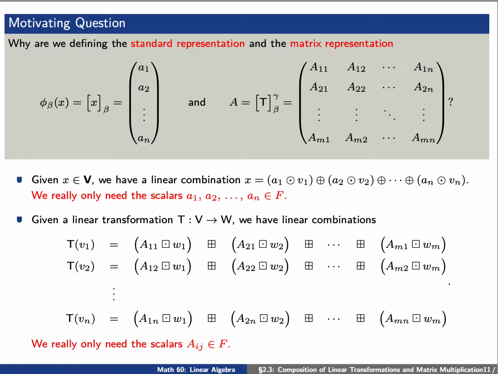Given a linear transformation T, recall that we have linear combinations by looking at each vector v sub j in the basis beta and expressing that as a linear combination of the vectors w sub i in the basis gamma. Again, we really only need to look at the scalars a sub ij. These scalars form the matrix representation.